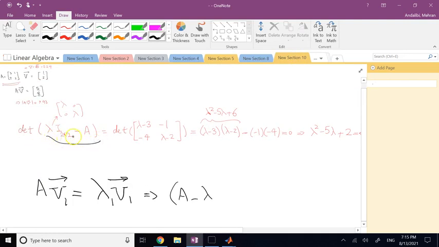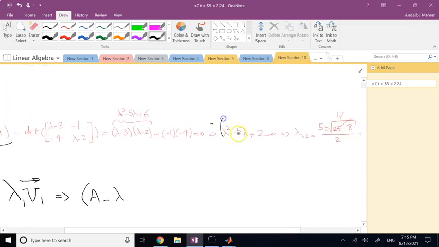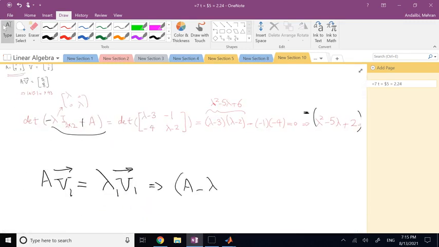The determinant of lambda I minus A. That's the same thing. The result is the same, right? It doesn't matter whether you do lambda I minus A or negative lambda I plus A. The result is the same, because all it does is multiply this whole thing by a negative. And since the result is 0, it doesn't matter. So whichever one you do, it's the same. So A minus lambda I times v1, this thing is equal to vector 0.